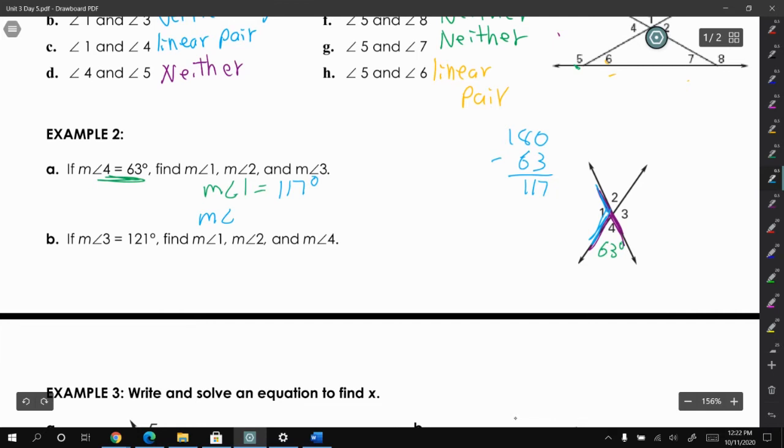The measure of angle 2, well, angle 2 is vertical with angle 4. So those are the same measure. So this will also be 63 degrees. Now for the measure of angle 3, so we know that this is 117 and this is 63. You could say, well, angle 1 and angle 3 are vertical angles, so they must be congruent. So angle 3 must also be 117 degrees.